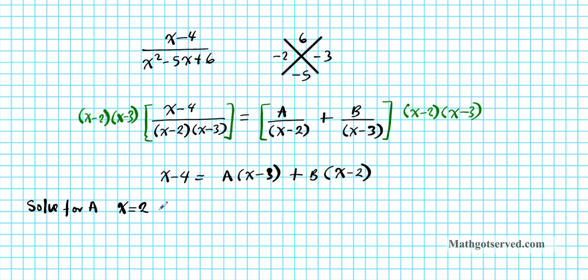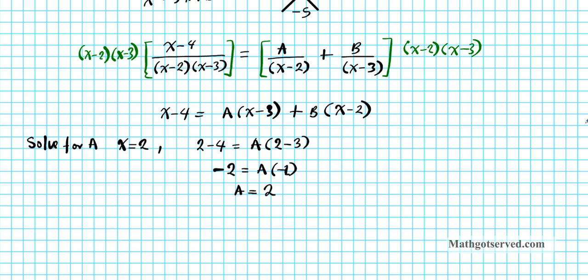Okay? So if we do that, we're going to have 2 minus 4 equals A times 2 minus 3. All right? This term already got killed off because this became 0, and 0 times B is 0. All right? So if we subtract this, we'll have negative 2 equals A times negative 1, and you can clearly see that A is equal to 2. Okay? Now that's basically how you do it.